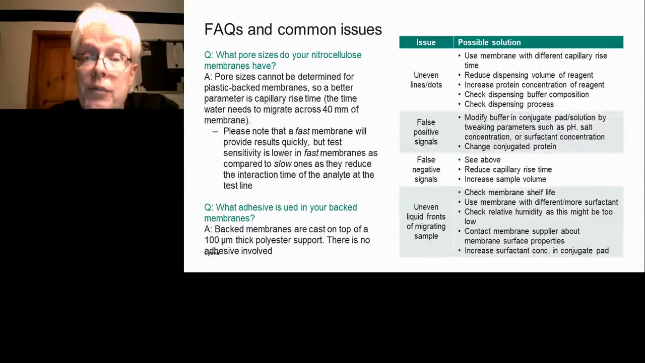You can modify the hydrophilicity of the membrane then by playing around with the blocking buffer. So a membrane that is relatively hydrophobic, and you like that because it gives you a better sensitivity, should be blocked in a separate manufacturing step, because then you can deal with any uneven liquid fronts or migration issues that you see and still have a better sensitivity than you would have with a high surfactant membrane.